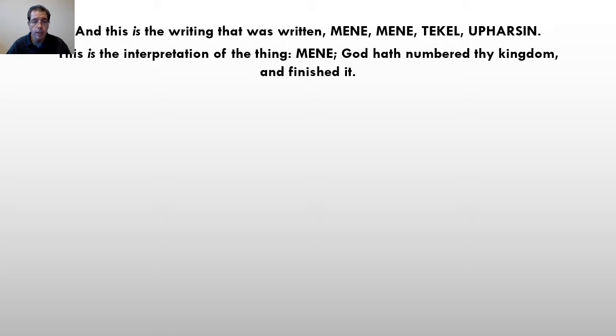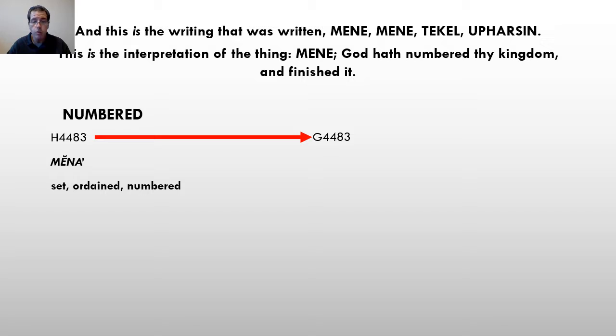The same word, the same God, it is the same meaning. Thy kingdom has been numbered. God hath numbered thy kingdom, and he has numbered this kingdom. So let's look at it. Numbered, the word numbered, H4483, Mina, set, ordained, numbered. This kingdom has been numbered because H4483 goes with G4483. It is connected by Strong's number, 4483. One is H, one is G, the Greek.